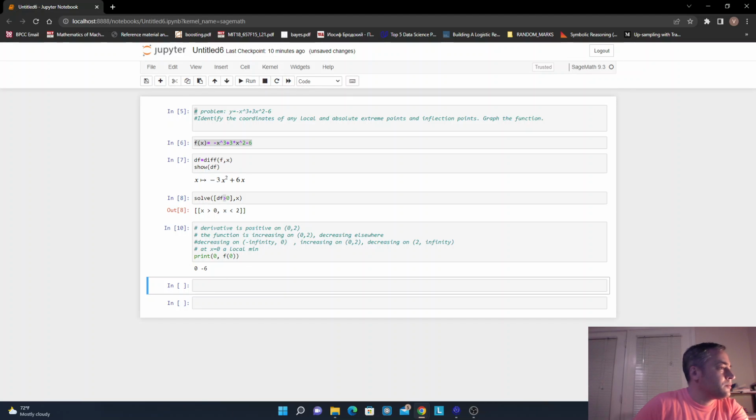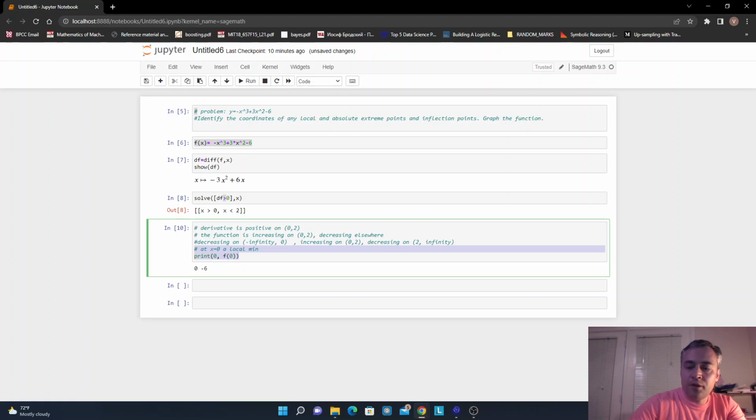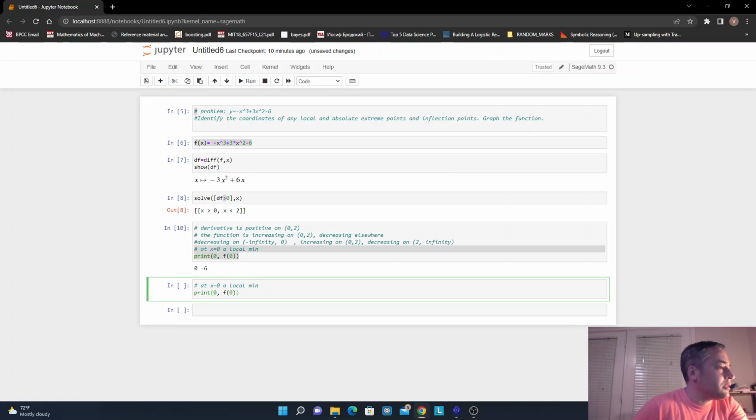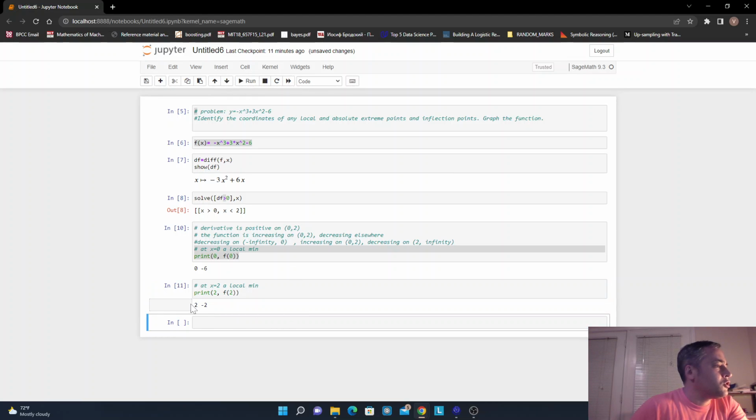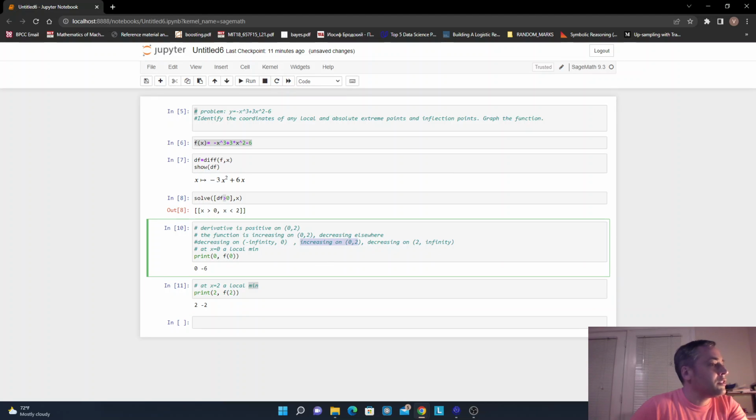Similarly at 2, figure out what's going on at 2. I'll copy paste most of it. Be careful with copy pasting. That is definitely a way to introduce an error or a typo. So here we have 2, minus 2, and that is a local maximum because it was increasing on the left, decreasing on the right. Look at the first derivative test, or where it talks about positive derivative and negative derivative, or just use your common sense.